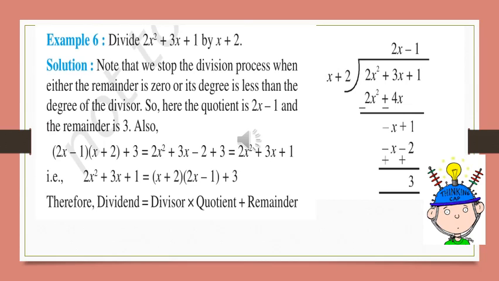So here we will write it in the form of dividend equals divisor into quotient plus remainder, and if you solve this you will get the dividend as 2x square plus 3x plus 1, and that we will write as divisor, that is x plus 2, into quotient 2x minus 1, plus remainder, which is 3.